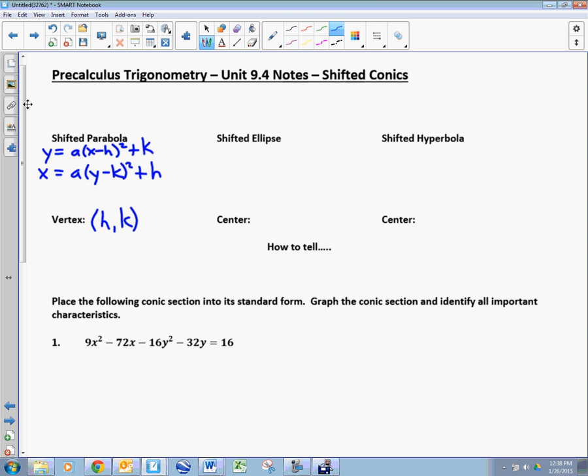So sometimes people cut this section out and use it for notes on your test. Sure.